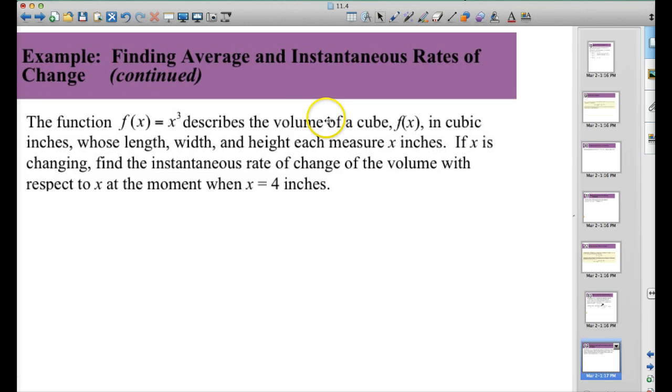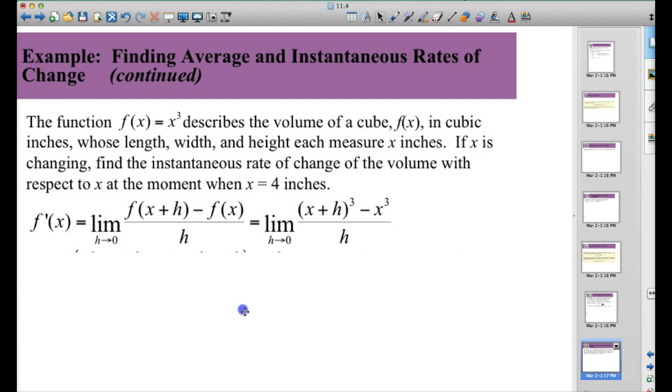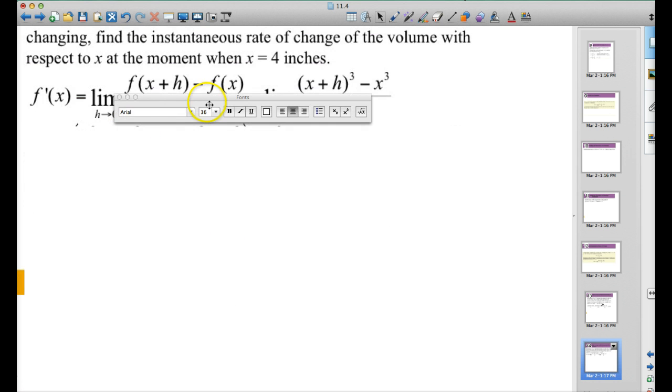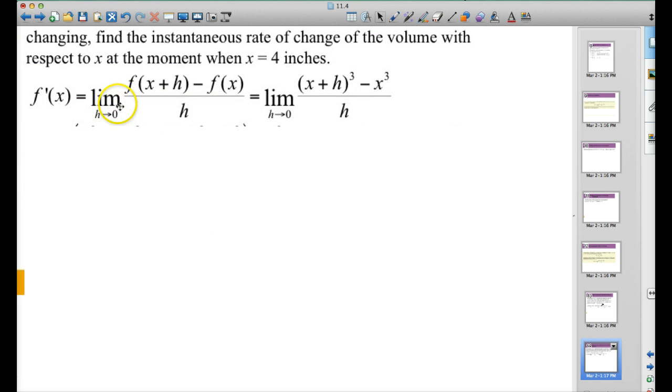If x is changing, find the instantaneous rate of change of the volume with respect to x at the moment when x equals 4. So now, instantaneous, we need to take the limit. So we get the limit as h goes to 0 of f of x plus h minus f of x over h, which is equal to x plus h cubed, because we're doing the cube rule. We're going to cube that out. That's going to take a little time to FOIL.